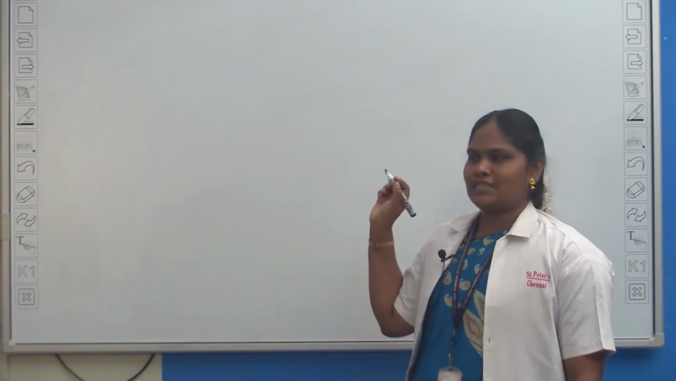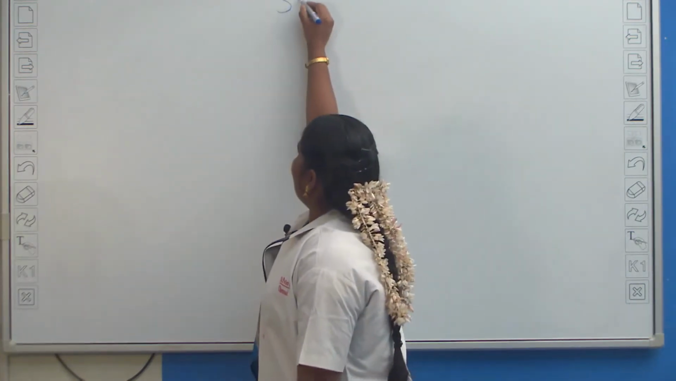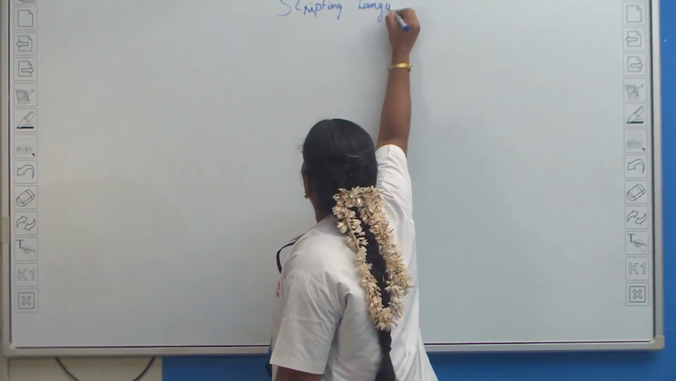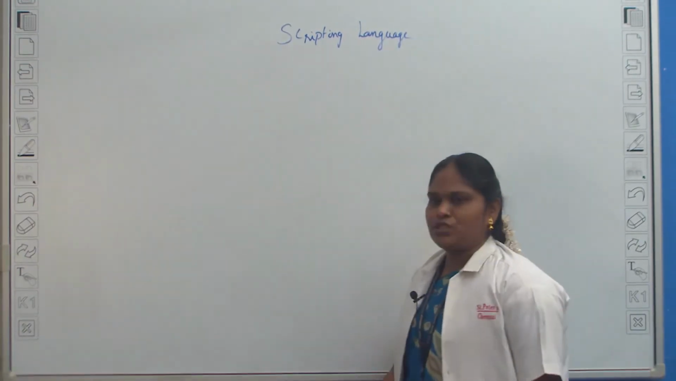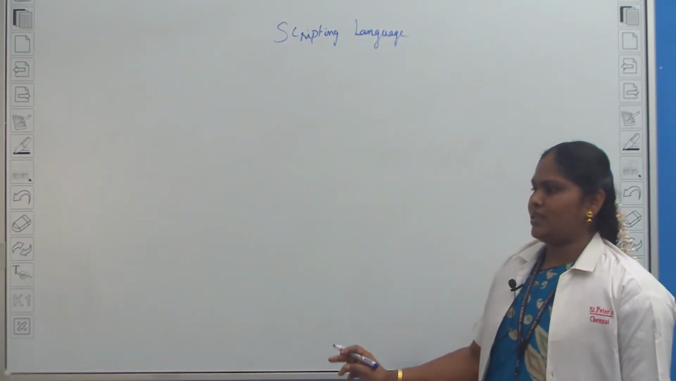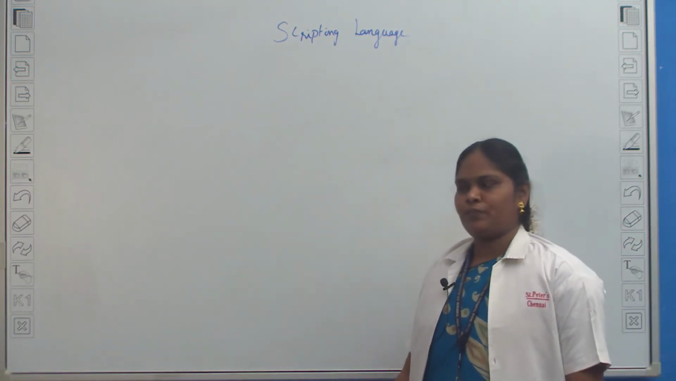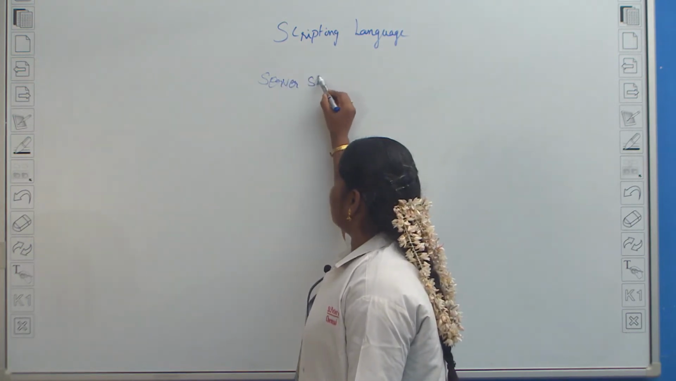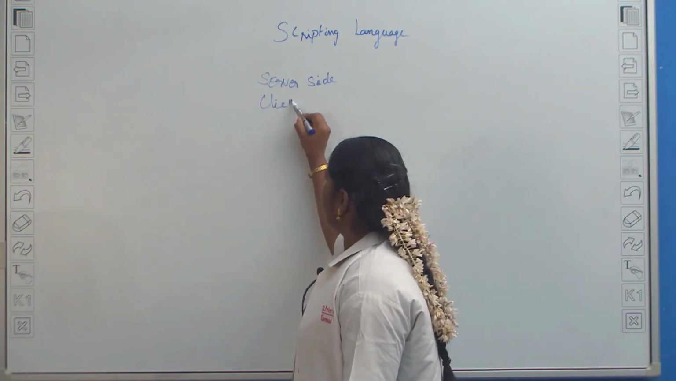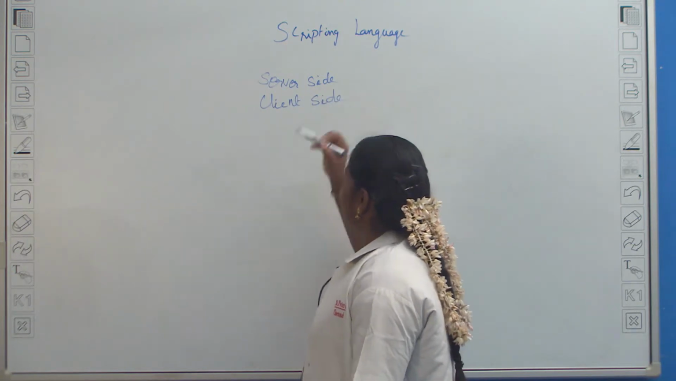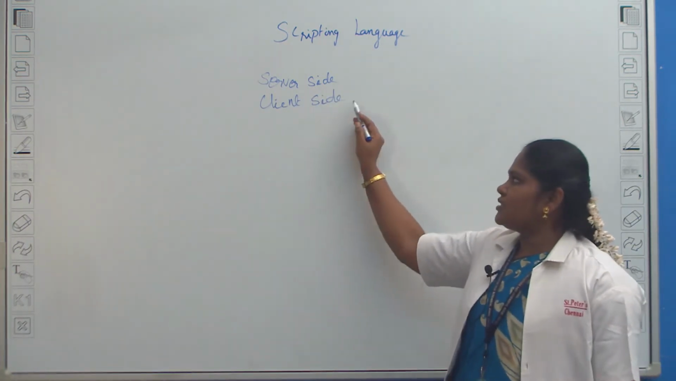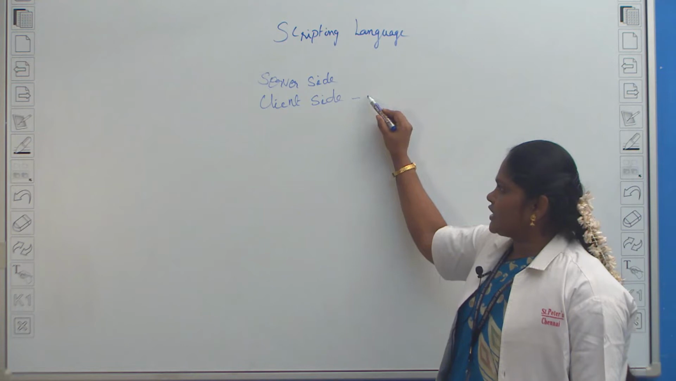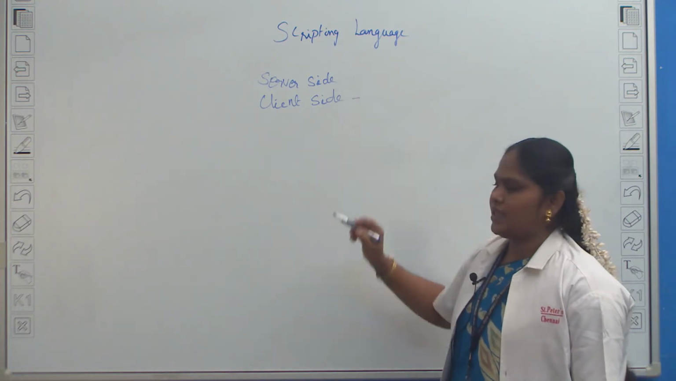Now I am going to teach about scripting languages. Everyone knows that a scripting language is mainly used to connect your machine language to your system programming language, and it has two types: one is server side scripting language and the second one is client side scripting language. An example of client side scripting is JavaScript, and server side scripting is ASP.NET.